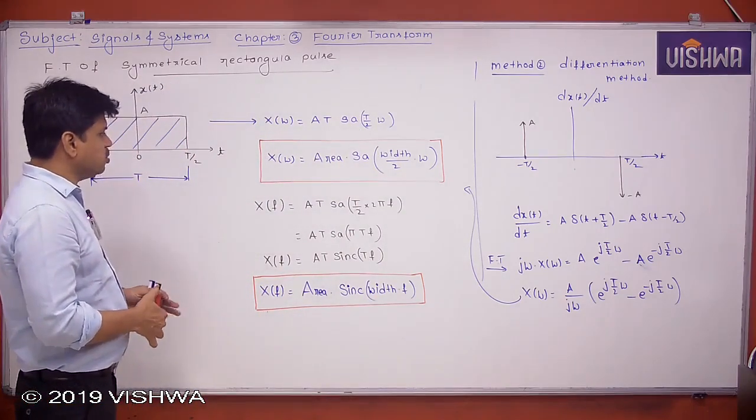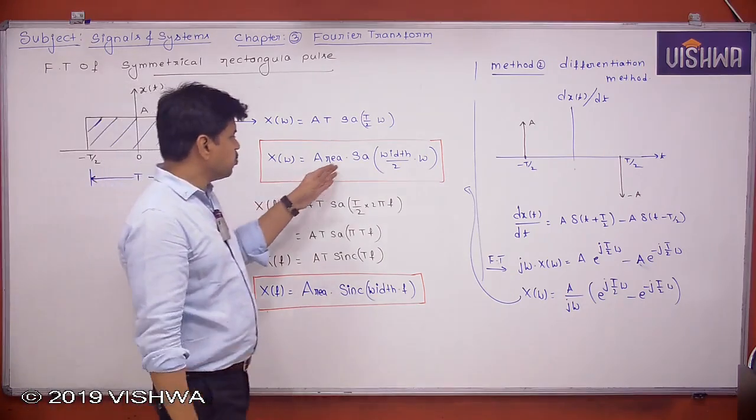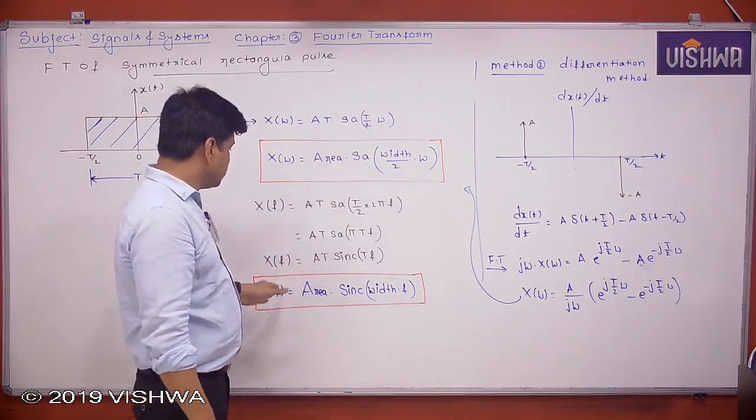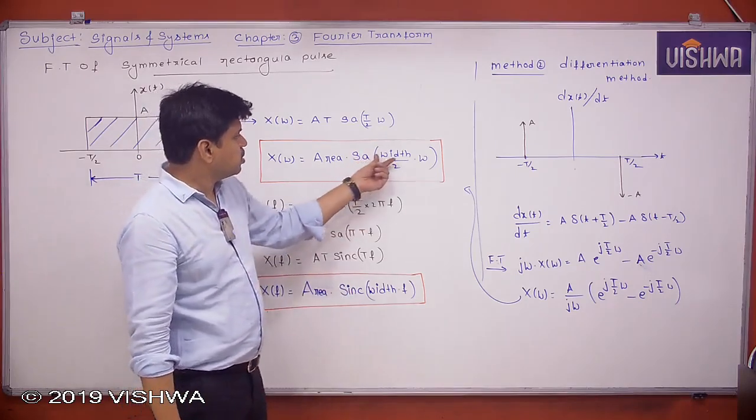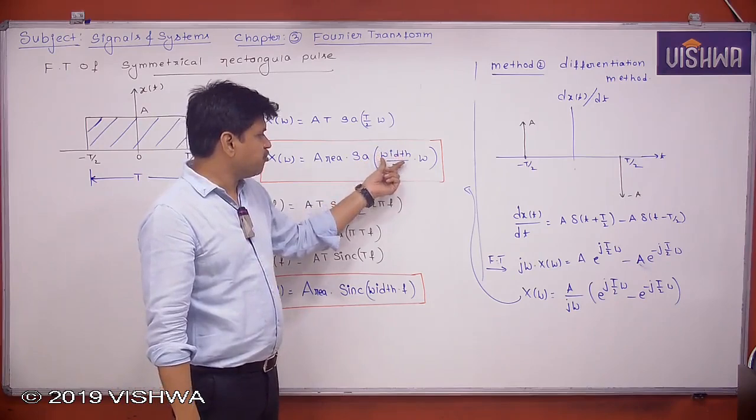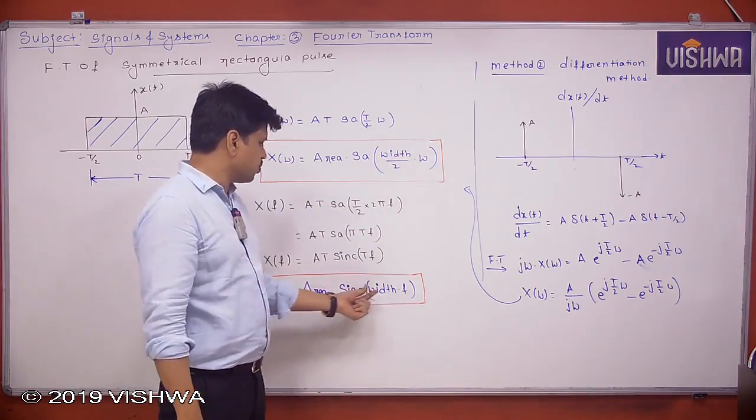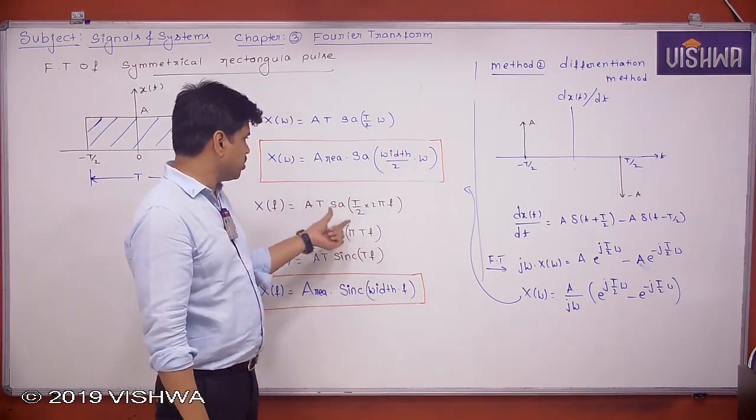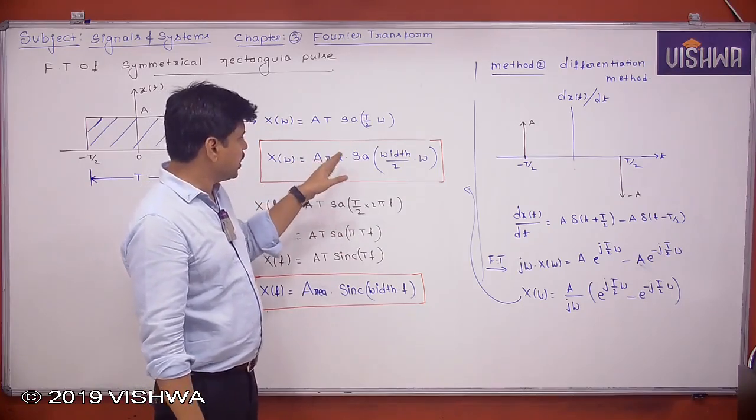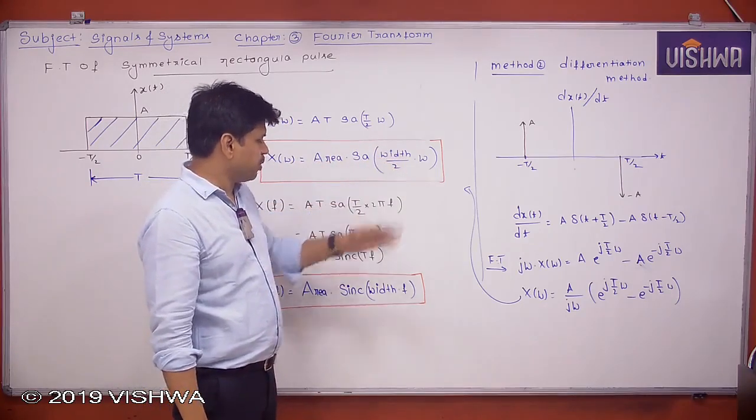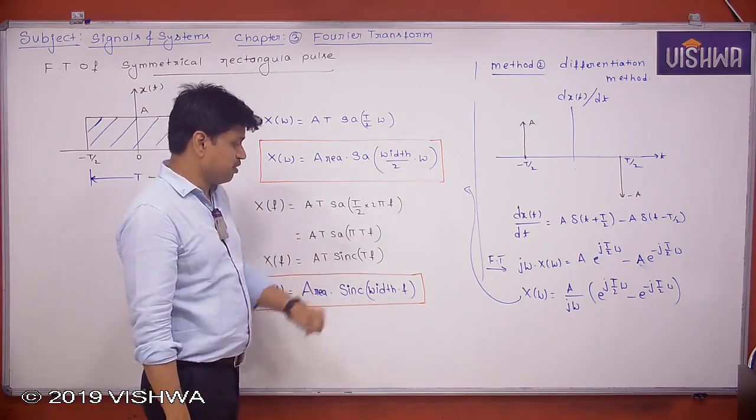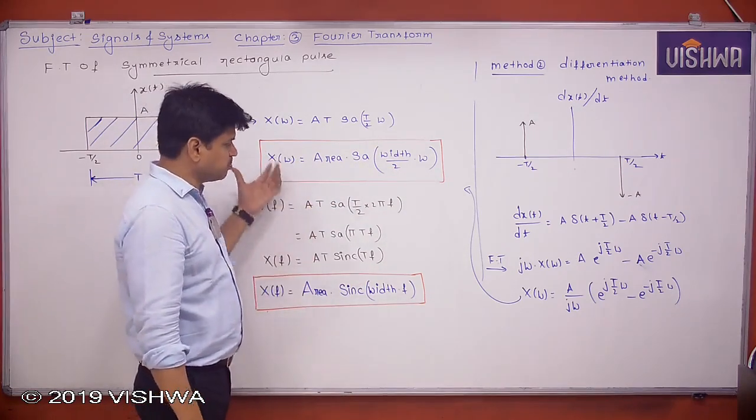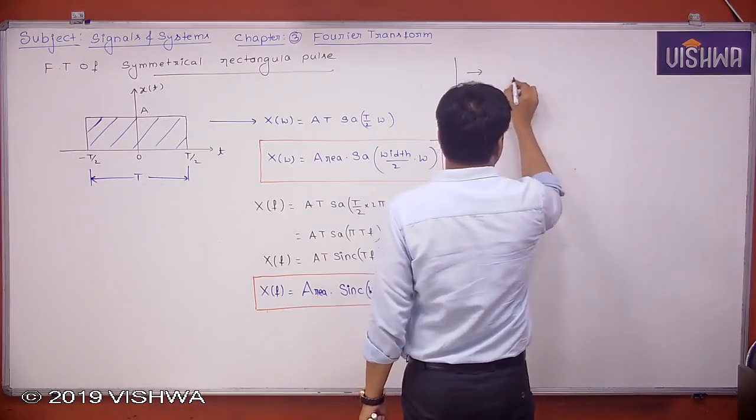I hope you understood. X of omega means we have to consider the sampling function. X of f means we have to consider the sinc function. But in X of omega we take width by 2, whereas in X of f we take the width. So you have to remember this. X of omega is equal to area sampling width by 2 omega, whereas X of f is equal to area sinc width into f. That's what we have to remember. Take it. Simply do this.